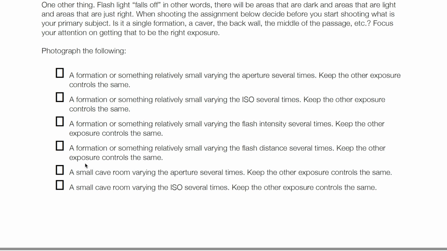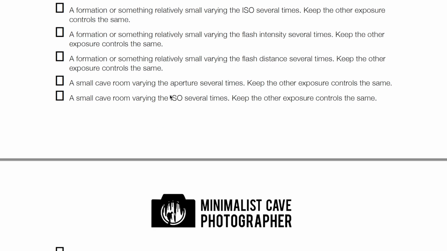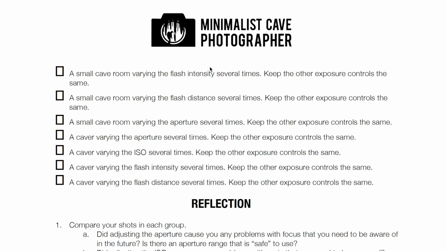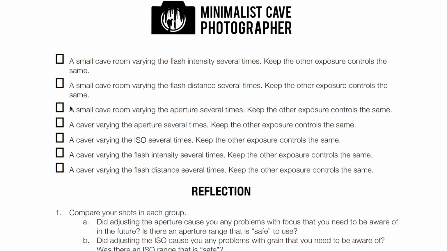Then what you're going to do is move to a small room. And again, first you're going to focus on just adjusting the aperture to fine tune the exposure. Then you're going to play with the ISO. You're going to play with the flash intensity and the flash distance in the small room. And then last of all, you'll move to a caver doing something.